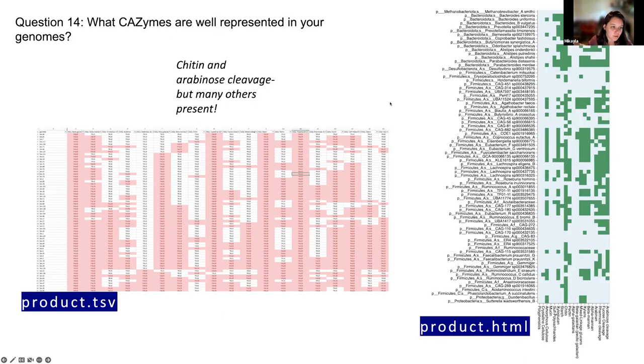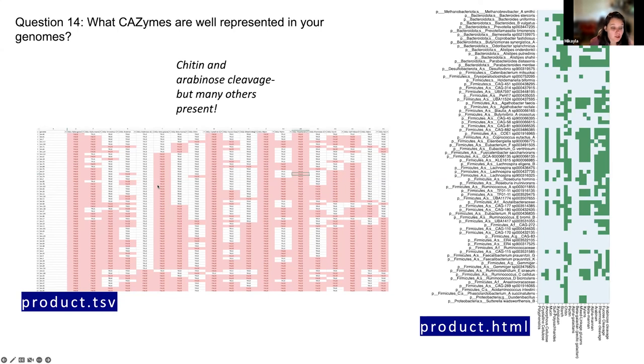What CAZymes are well represented in your genomes? We can look at the product.tsv or the product.html to see this information, and these are what I'm showing you here. This is just a tabular representation of this heat map; both are called product. All the genomes are along the side and the different substrates are profiled across the top. Then you get a true or false for whether the genome utilizes this substrate or not.